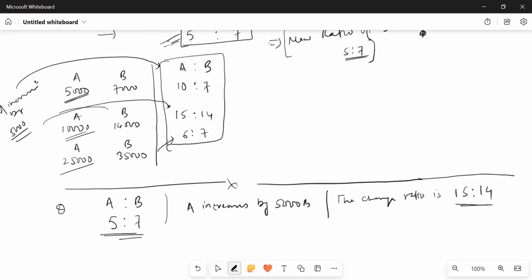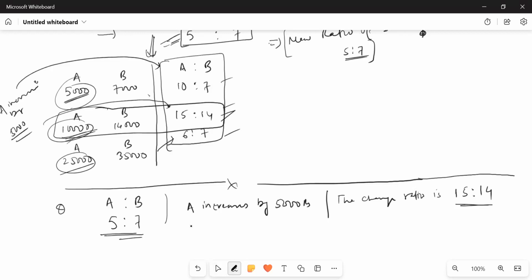See, this is the case here. This happened when A was 10,000. So I actually did it by hit and trial. I took n number of different values of A, which is possible, and then I found out the different ratio that it will have after the increment. But we are seeing here that for every value of A and B, there is a different ratio.